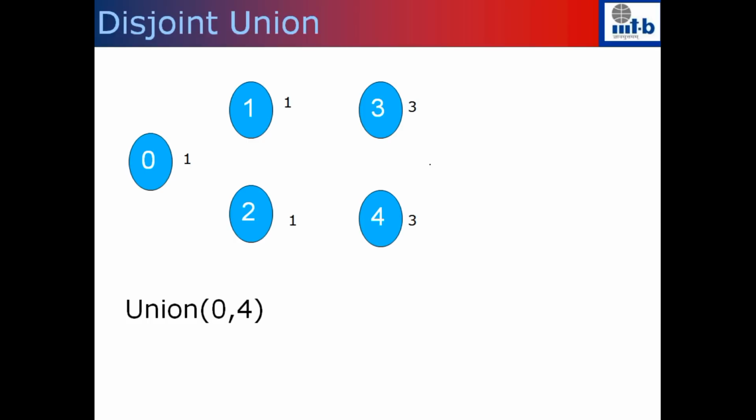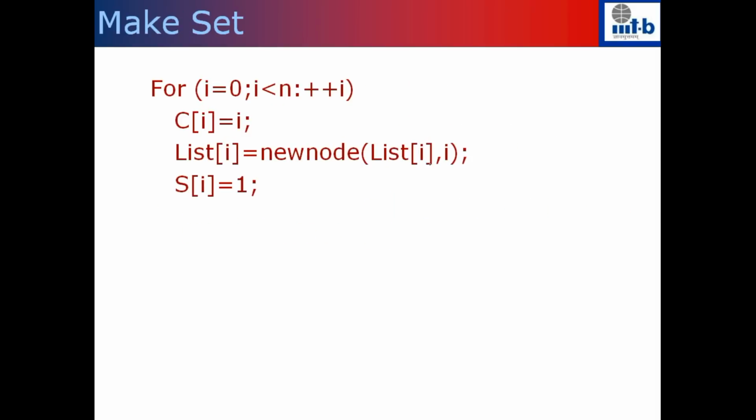The list of 1 will contain the linked list containing 0, 1, 2. The list of 3 will contain the list containing 3, 4. So when you do the make set, it's easy. You set C of I equal to I. The list of I will have only one node, so create a node and add it to the list of I. S of I, the size of I, is exactly equal to 1 because there is only one element whose color is I.